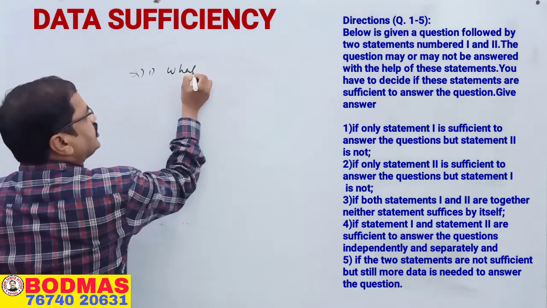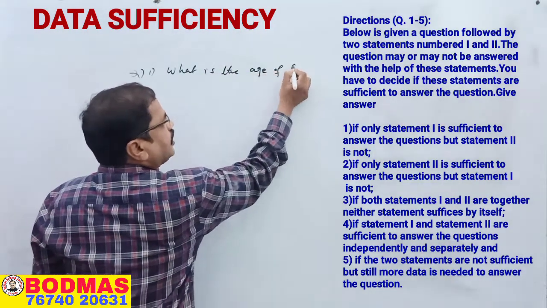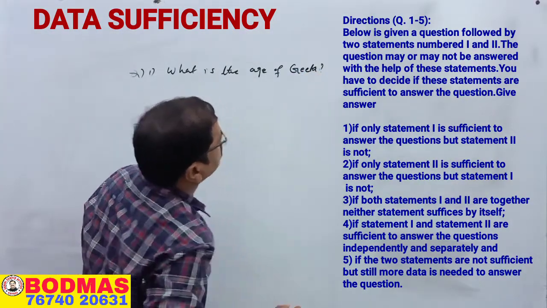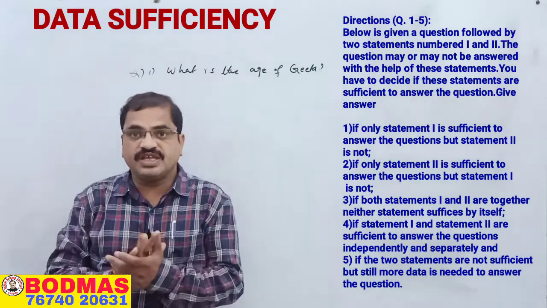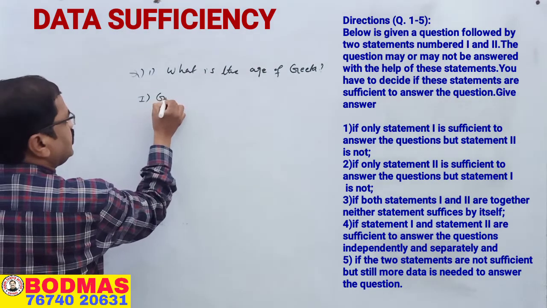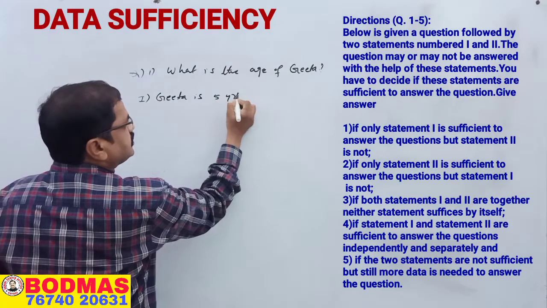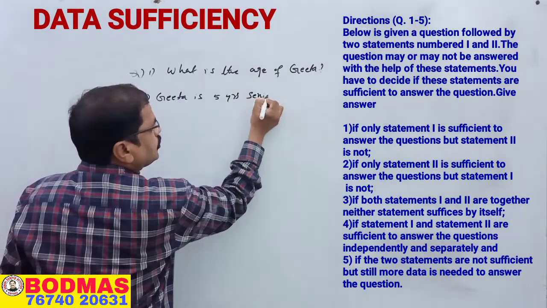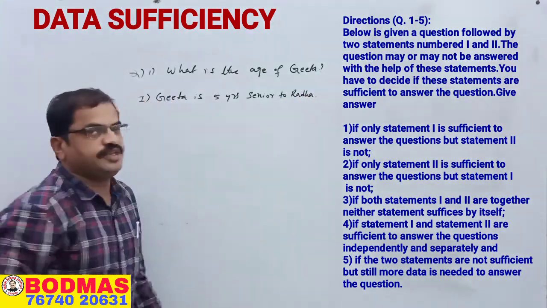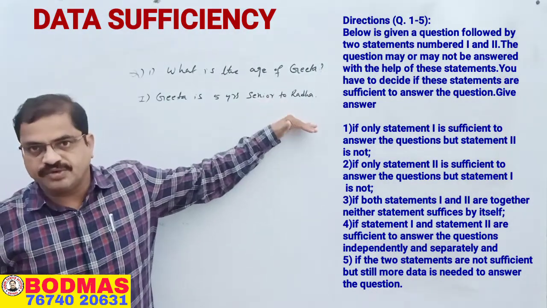So what is the age of Gita? Whenever you ask this, here you give the two statements. Number 1: Gita is 5 years senior to Radha. In the first statement it is given that Gita is 5 years senior to Radha.